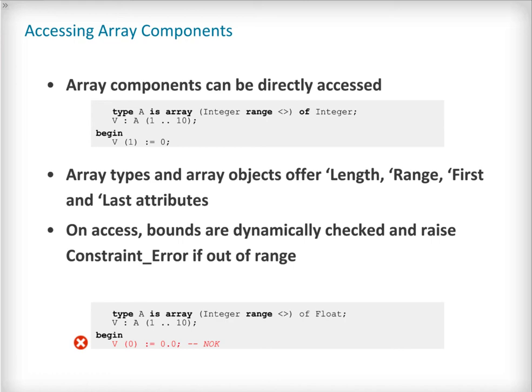One important point that is different from languages such as C is that there are dynamic checks on array access. So in the second example here, I'm trying to access the element 0 of an array that is constrained from 1 to 10. This will be checked at runtime, and the program will raise an exception on this very line of code.